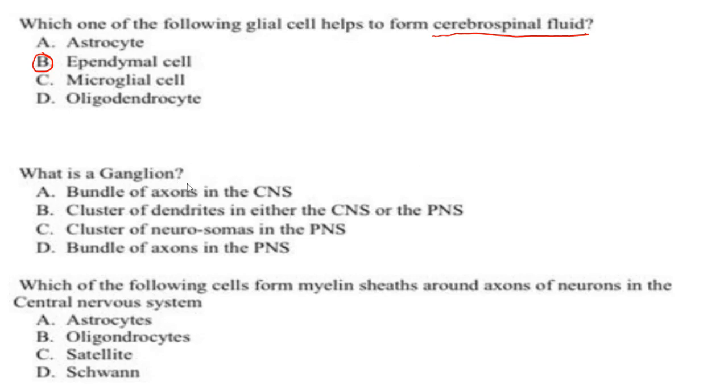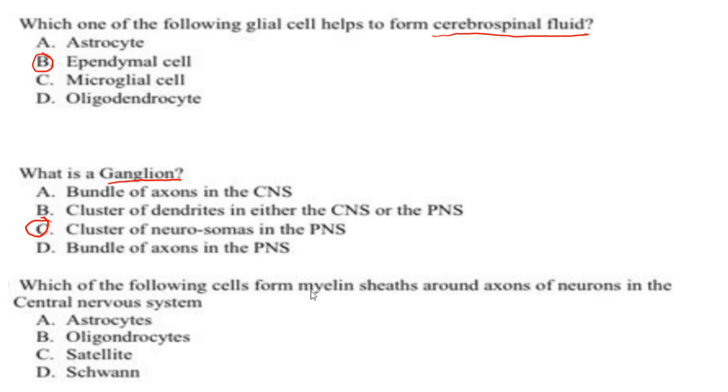What is a ganglion? If you look at the ganglion, we have the trigeminal ganglion, which is also a sensory ganglion, and many other types of ganglion. An example I've given is the sensory ganglion or the trigeminal ganglion. A ganglion is just a group of what? Neuronal bodies, a group of neuronal bodies. So in this case, the answer is the cluster of neurosomas in the peripheral nervous system.